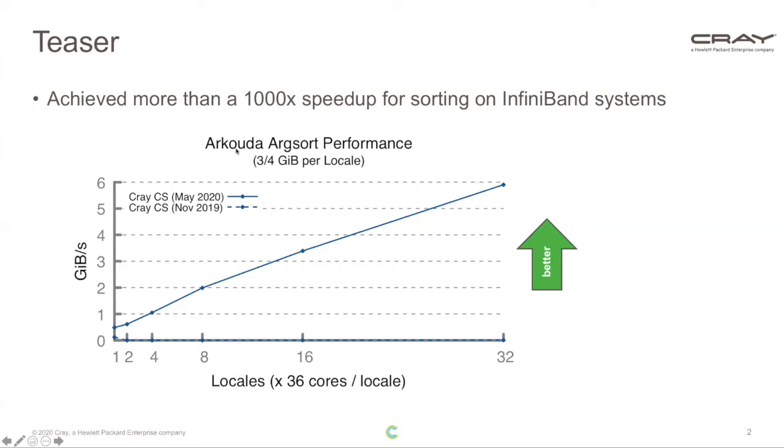And then this is for Arkouda's argsort. For this, we're using 3/4 of a gigabyte per locale. We have some that will use 16. So that's kind of the general format of these graphs. For this particular one, this solid blue line here is the Cray CS InfiniBand numbers currently, May of 2020. And this dashed blue line is probably pretty hard to see because it's hugging the x-axis, but this is where we were when we started this effort 6 months ago. And so this talk is going to focus on why was performance so bad before, and what have we done to get up to these new levels.